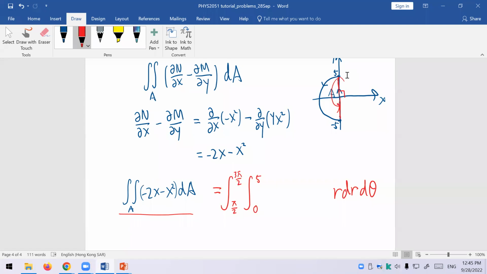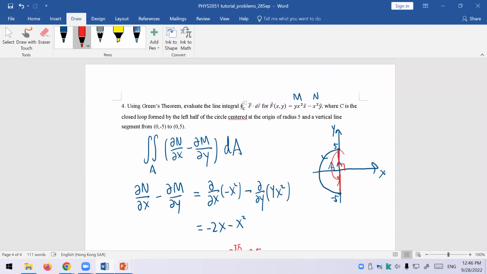And then the only thing that you need to worry about next is that you need to, of course, convert this function of x into a function of r and theta. So minus 2, what is x? x is r cosine theta. And then minus x squared, so r squared cosine squared theta. Okay, again, I'm not going to actually do this integral, but it's straightforward enough, right? So okay, that's it for the last problem.